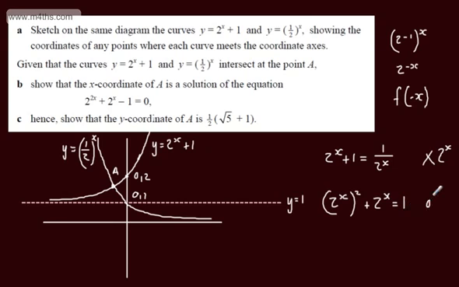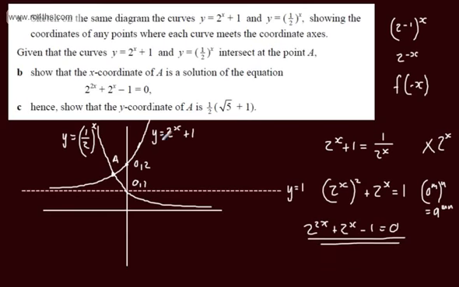Using the rules of indices, we know a to the power of m raised to the power of n is a to the power of mn. So all I'm going to do here is write now that this is 2 to the 2x plus 2 to the x, and I'm going to subtract 1 from both sides, and that's equal to 0. So that is the equation that we were asked to show.